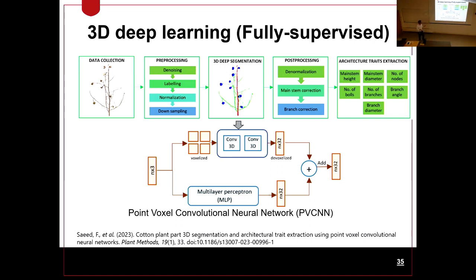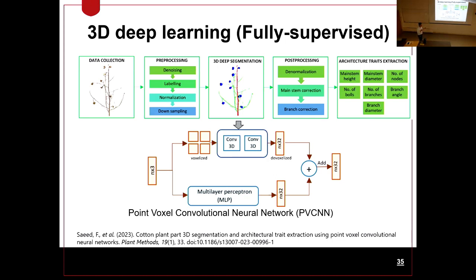But the good thing for the deep learning-based method is that the network itself can extract multi-level features and then combine these features to do the classification or segmentation or detection. So here the network we used, we call it point voxel convolutional neural network, PVCNN. So this is the whole data processing pipeline.